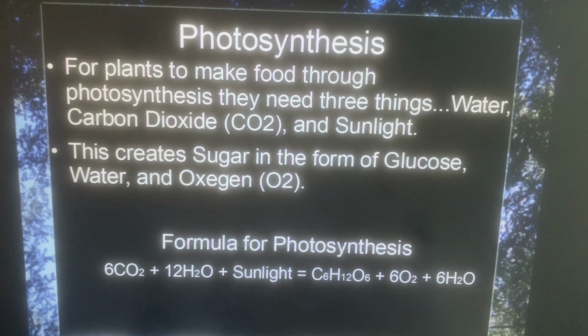To do this, they need three things. They need water, carbon dioxide, which is called CO2, and sunlight. This process creates sugar in the form of glucose, which is then used by the plant to perform its functions and also to replicate its cells, grow, etc. And it creates two byproducts, oxygen and water.